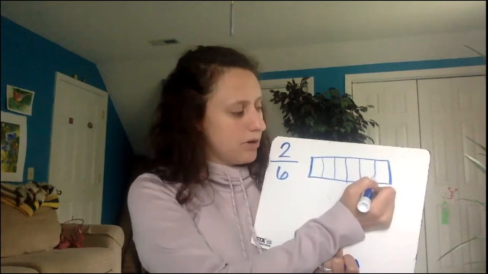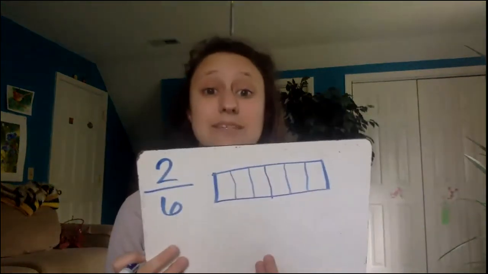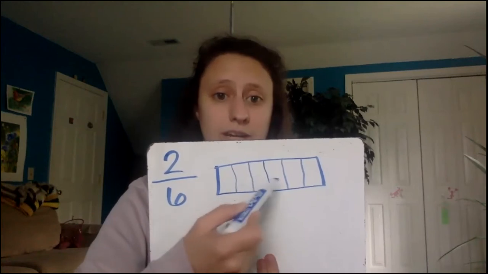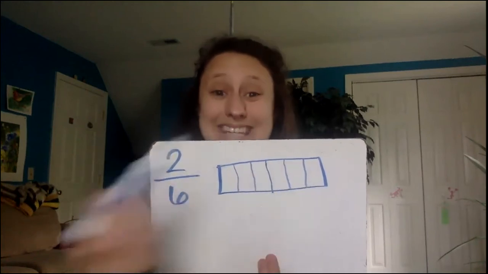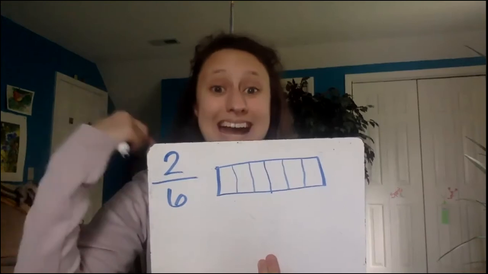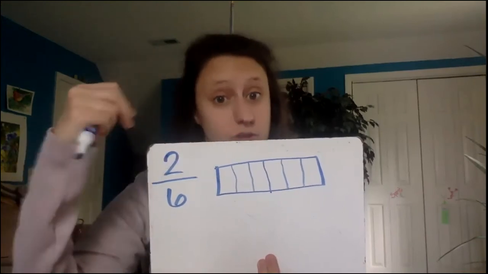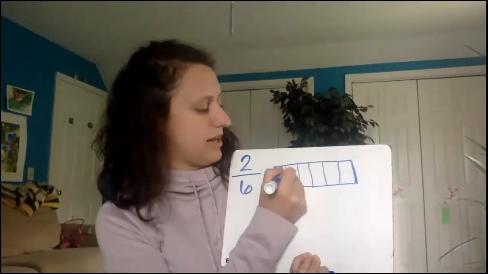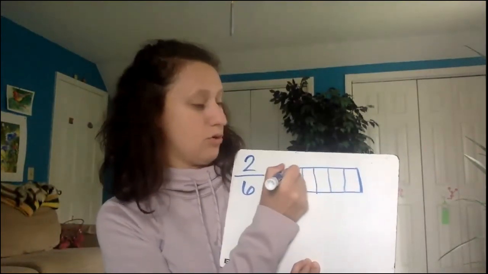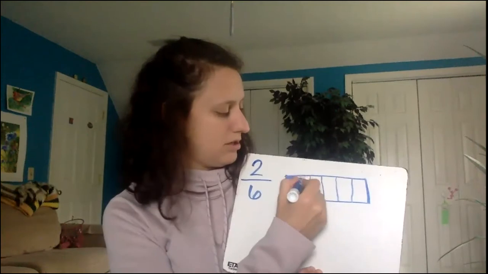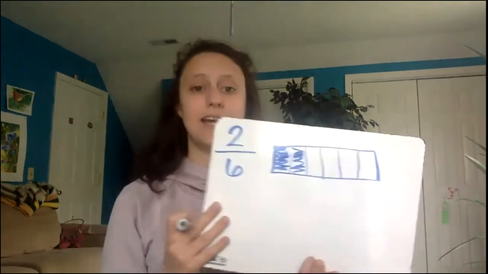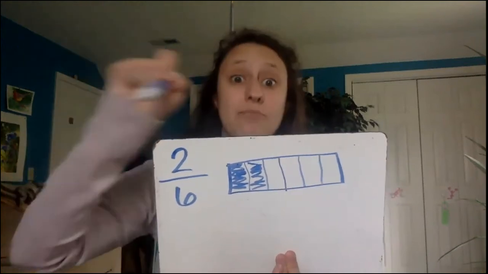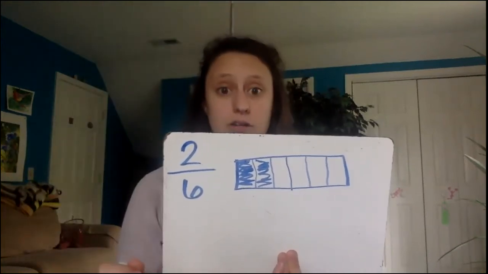So now my candy bar is in 6 pieces. Do you guys see that? 1, 2, 3, 4, 5, 6 pieces. And I ate 2 of those 6 pieces. Okay, so I'm going to shade that in to show that I had 2 pieces. 1 piece I ate, 2 pieces I ate. So I ate 2 out of the 6 pieces that make up the entire candy bar.